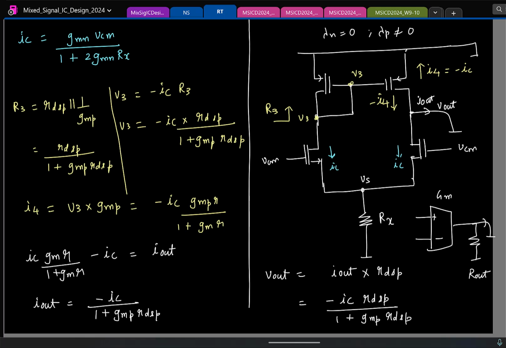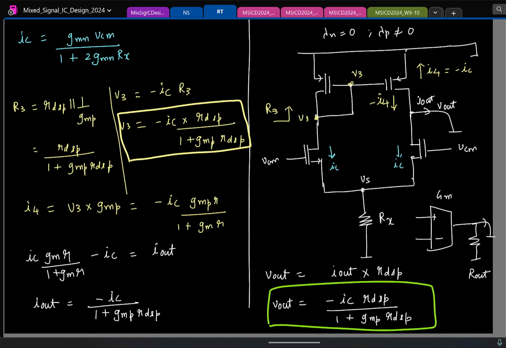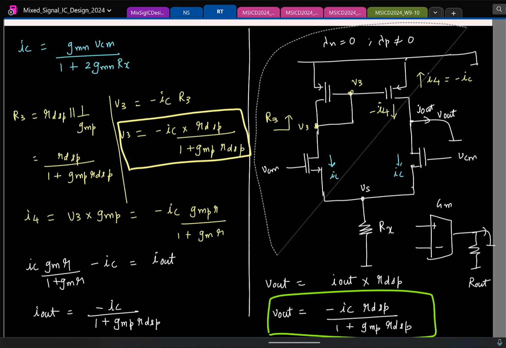So now this is the expression we get. Let's stare at this. I see that V3 is this and V out is this. How do they compare? They are the same? They're exactly the same. That is an interesting observation we should make.